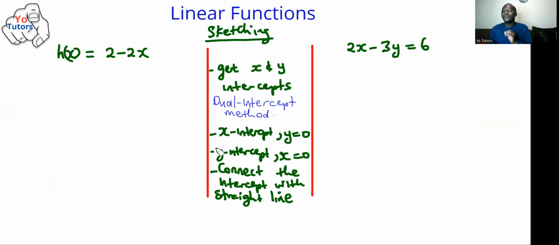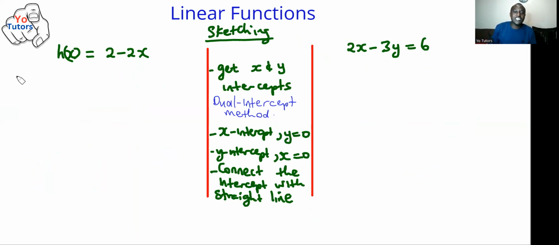Now, what do you need to do when you're sketching? You need to get your x and y intercepts, using what is called the dual intercept method. Once you're done with that, you connect the 2 points. That's it. You are good to go. You are good to submit your paper. Now let's look at this. How do we do that?